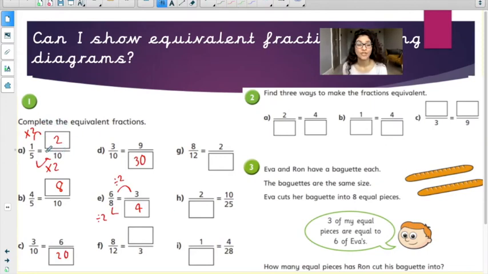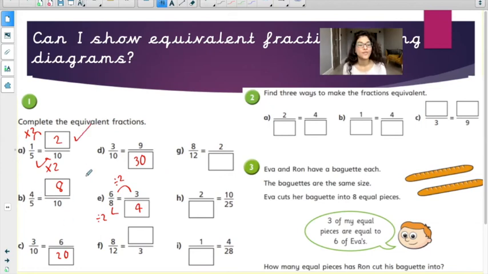Complete the equivalent fractions. Now A, we have 1 over 5. We need to make an equivalent fraction. What we've seen happen with the denominator, to go from 5 to 10, we've multiplied by 2. So you do 5 times 2, which is 10. So you do the same to the top. 1 times 2, 2. So your answer is 2/10.